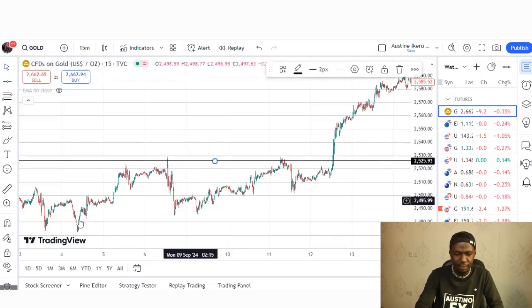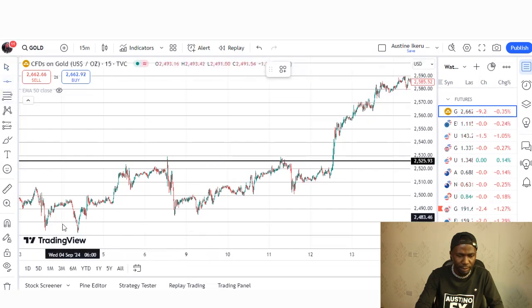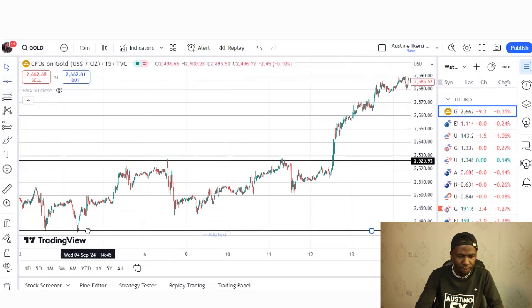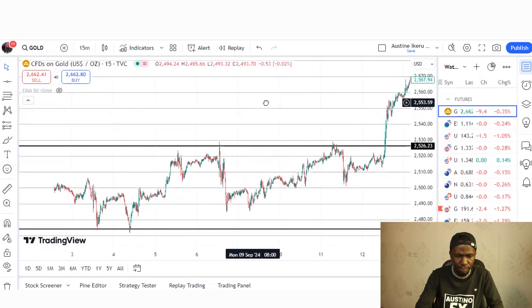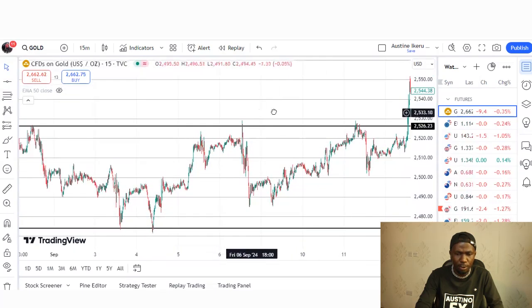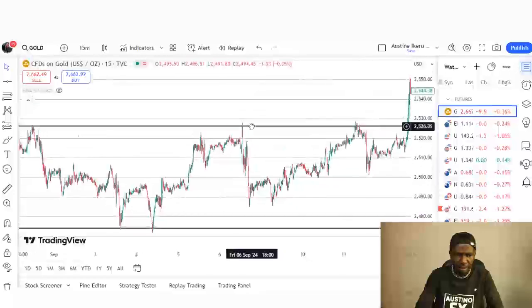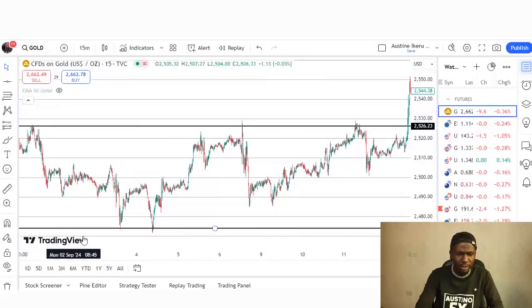So this is a resistance level, and this is clearly a support level. Can you see it now? This is what we call support and resistance, right? So this is what we call support and resistance. So this is the resistance level, this is a support level, right?